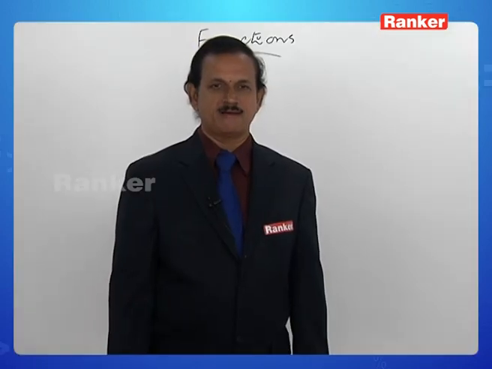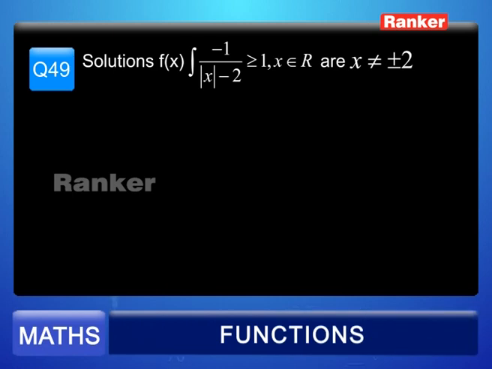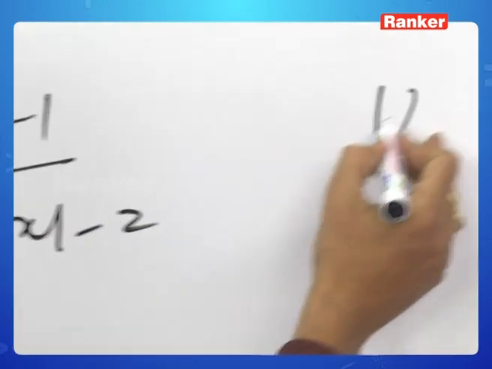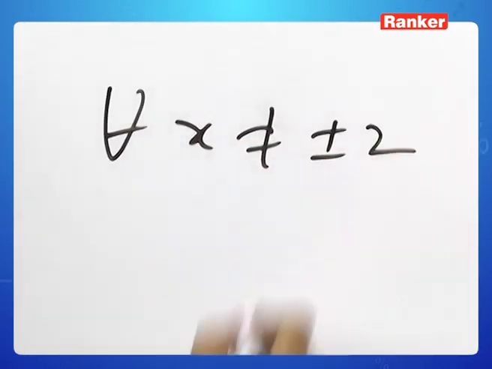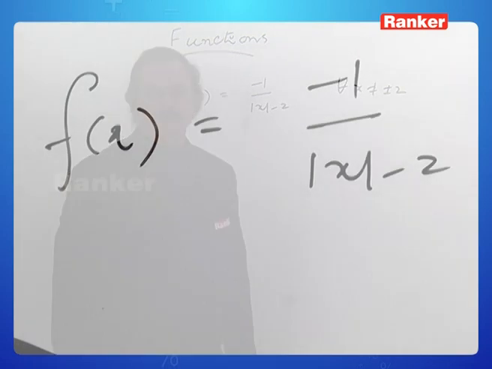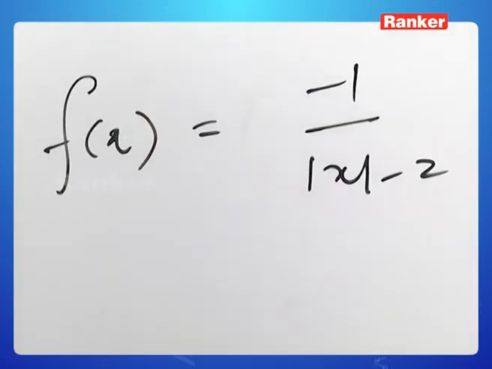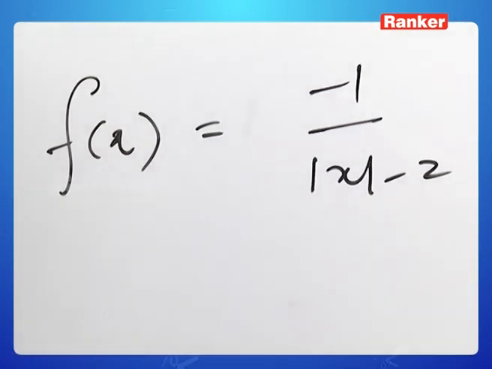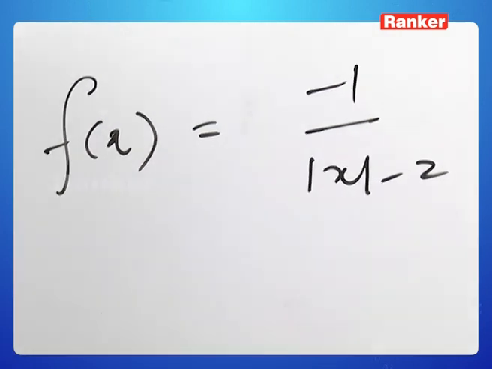Now, we are given another new question. f of x is equal to minus 1 by mod x minus 2, for all x not equal to plus or minus 2. In this question, he is asking specially the domain of x for which f of x is greater than or equal to 1. The first option is open interval minus 2 to 2. Second option is closed interval minus 1 to 1. Third option is left open interval minus 2 to minus 1 union closed interval 1 to 2. And the fourth option is none.